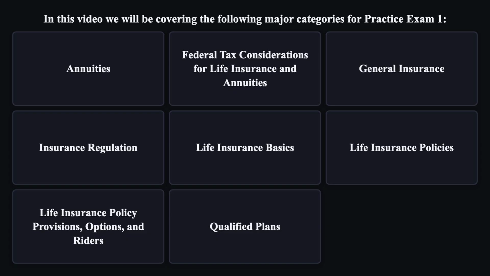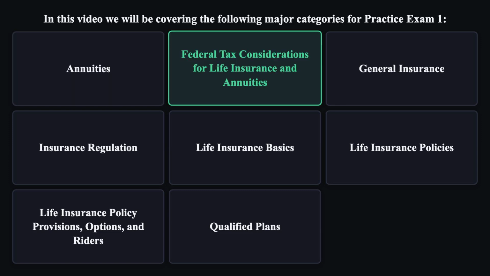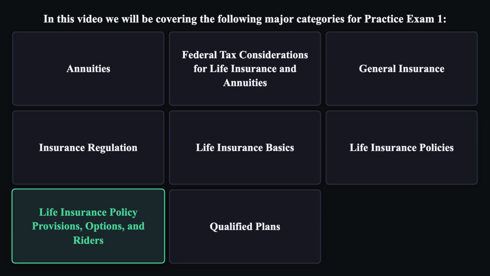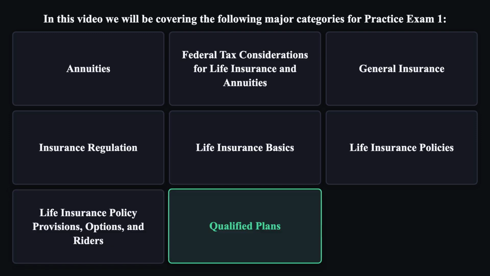In this video, we will be covering the following major categories for Practice Exam 1. Annuities. Federal tax considerations for life insurance and annuities. General insurance. Insurance regulation. Life insurance basics. Life insurance policies. Life insurance policy provisions, options, and riders. Qualified plans.